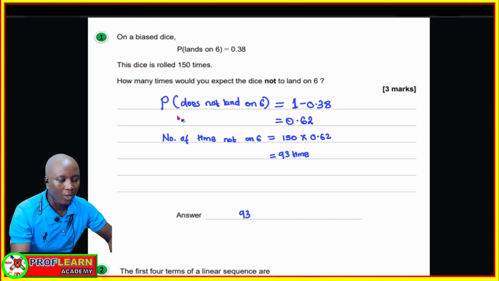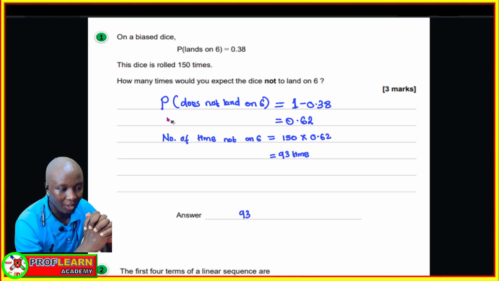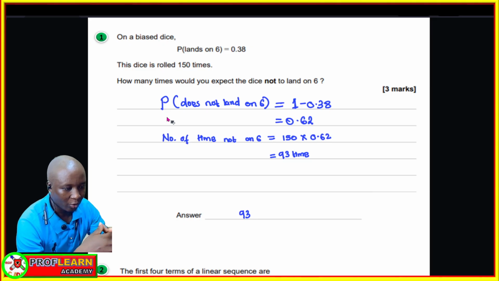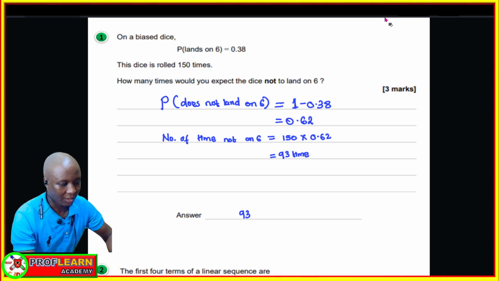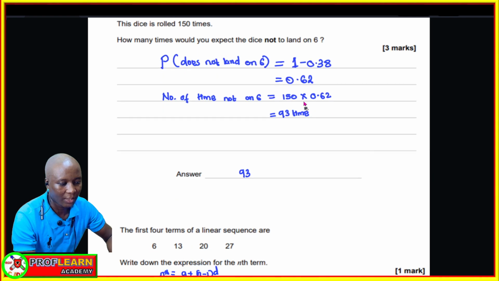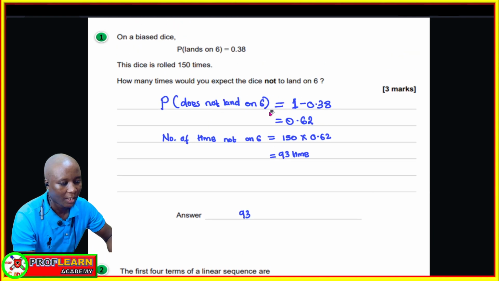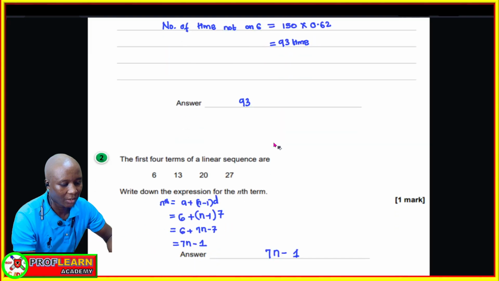Now let's dive in so that we can look at areas that you need to look at. One of the areas that you need to focus on is probability. Maybe you can be given a question here: a dice is rolled 150 times, and the probability that it lands on a 6 is 0.38. So if you are asked to work out the probability that it does not land on the 6, it's going to be 1 minus 0.38, and then you get 0.62. Then to get the number of times it does not land on a 6, you'll take the 150 times the probability it does not land on that.